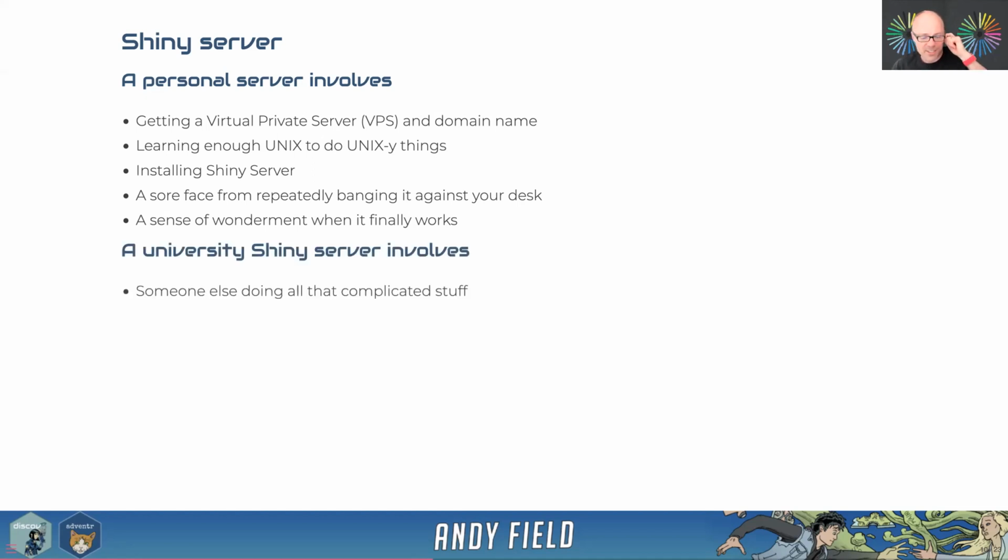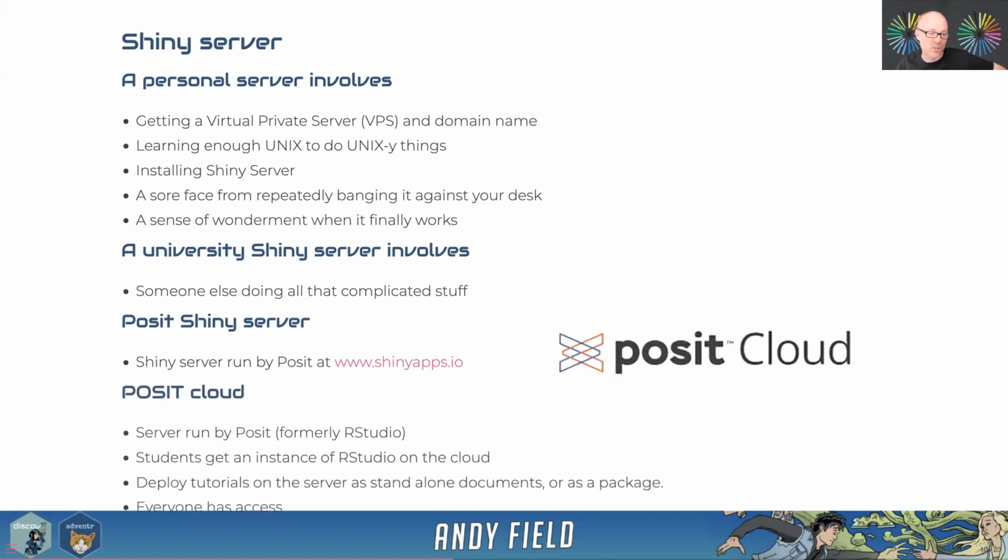Now, you can persuade your university to do a Shiny server for you, and then someone else gets to do all that complicated stuff. I was not able to do that at Sussex, which is why I ended up doing it myself. You can get Posit, which is the new name for RStudio, the company. Posit have their own Shiny server facility. You can pay money to host stuff on their Shiny server. And also, if you use Posit Cloud, which is like a cloud deployment of RStudio, there's no reason why you couldn't have your tutorials run on there. So you could give students a raw file and get them to run it on that cloud service, and that would work as well.